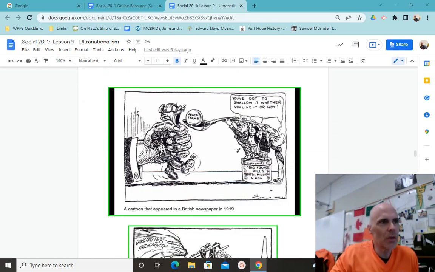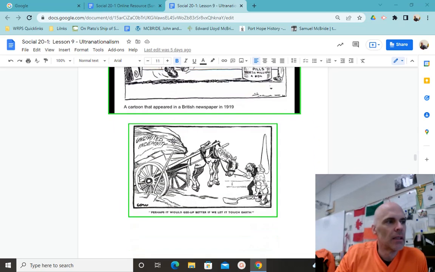You've got to swallow it whether you like it or not, the peace terms. And you have America and Italy and Japan and France and the British Empire forcing this medicine into Germany's mouth. And nobody likes things to be forced upon them, right? This is one I've seen on lots of tests before.